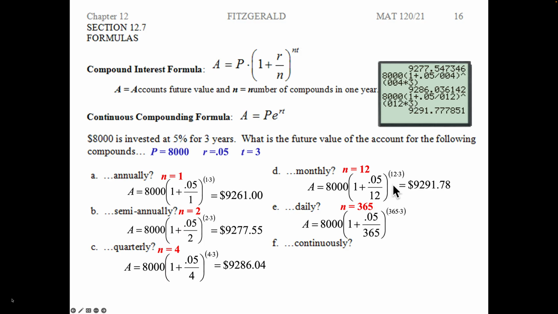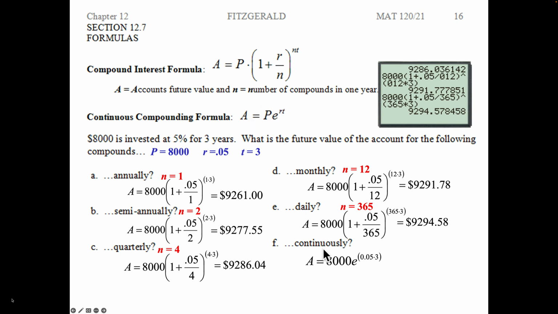365, where the 12 were at, is now 365. Copy that same statement, so second enter. Then we change the 12 to 365, 12 to 365 times 3. Now we're at $9,294.58. Compounding continuously using this formula.